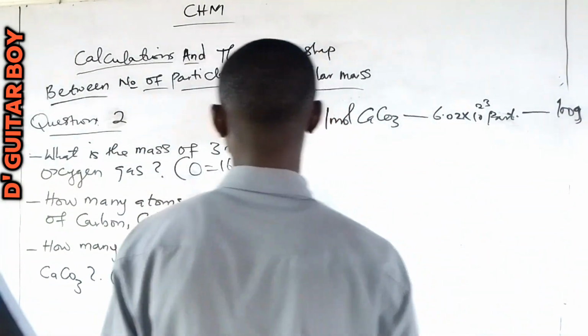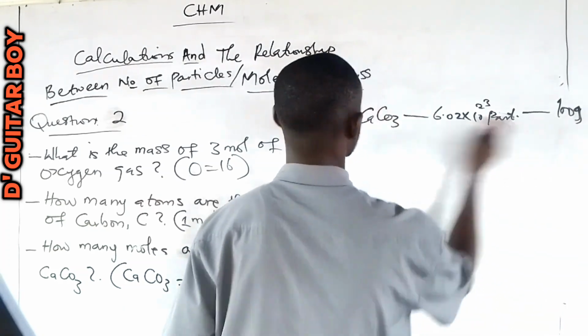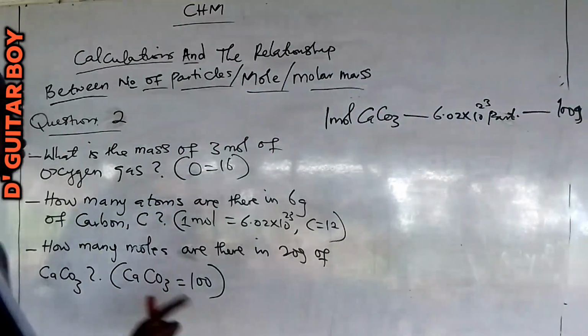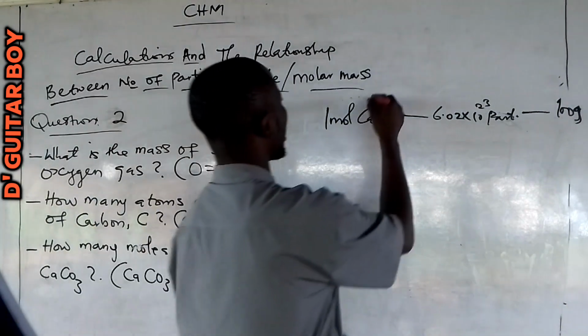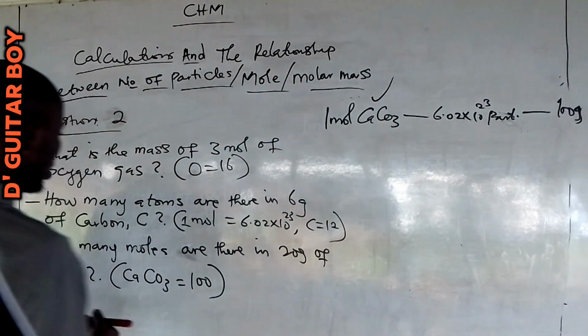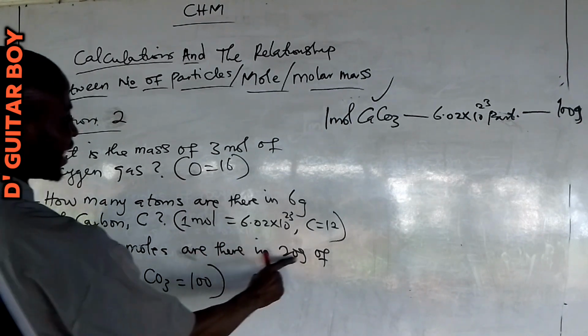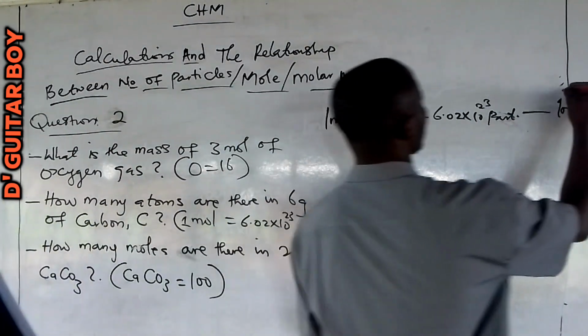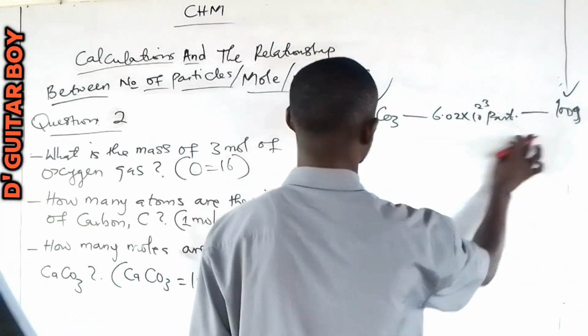So you now have to choose if it is these two you will draw out, or these two, or these two. Let's check the question. How many moles? So mole will come out. We will draw mole out. How many moles are there in 20 grams? So this one is the mass. 20 grams, which is the mass, will be used. We will leave this one. We will not use this one here.